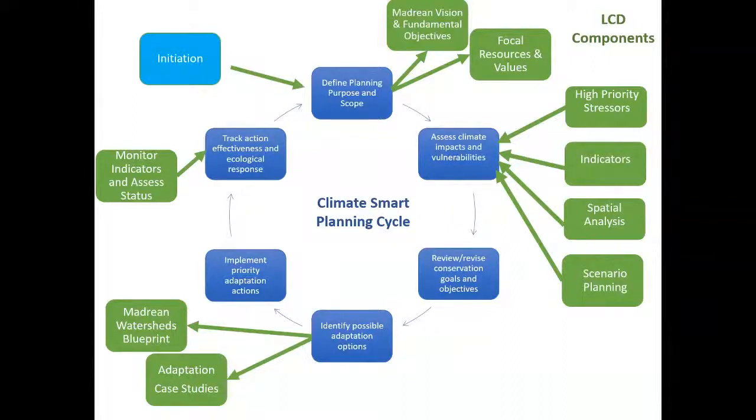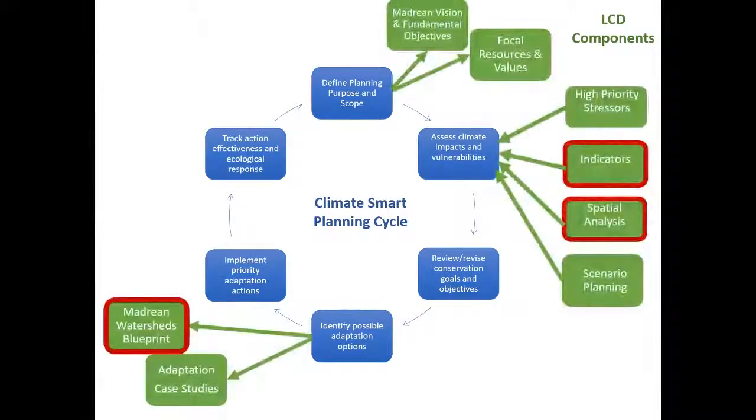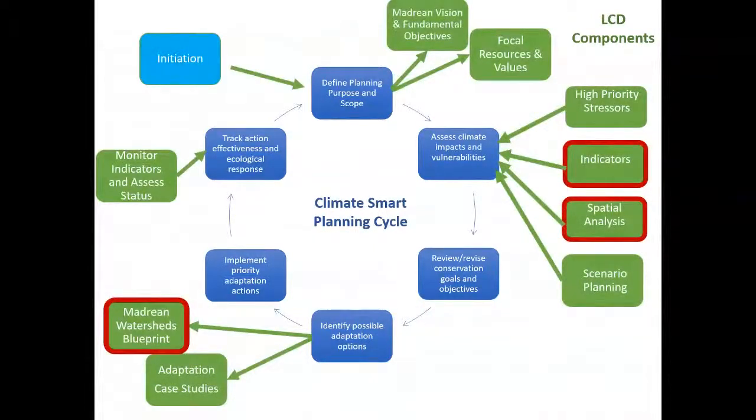And for some reason, my initiation came last, and that was supposed to be first. So we started out defining the planning purpose and scope. Oh shoot, apologies. These boxes that are highlighted in red are really what we're focused on today: the indicators, the spatial analysis, and how those fit into a Madrean watersheds conservation blueprint.